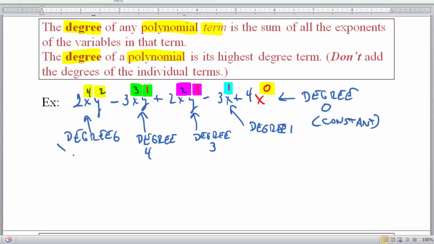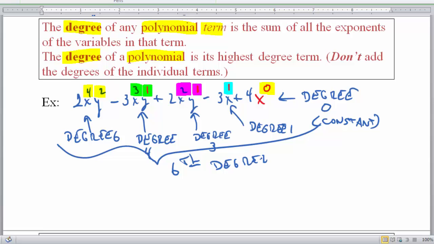So this thing here as a whole would be a 6th degree polynomial, because that would be the highest degree term, right? So you always just take the highest degree term, and that's going to be the degree of the polynomial. All right? So it's a pretty basic thing. And I mean, it's even easier when there's only one variable, because when there's only one variable, you don't even have to add degrees, because each term is just going to be whatever the exponent is.